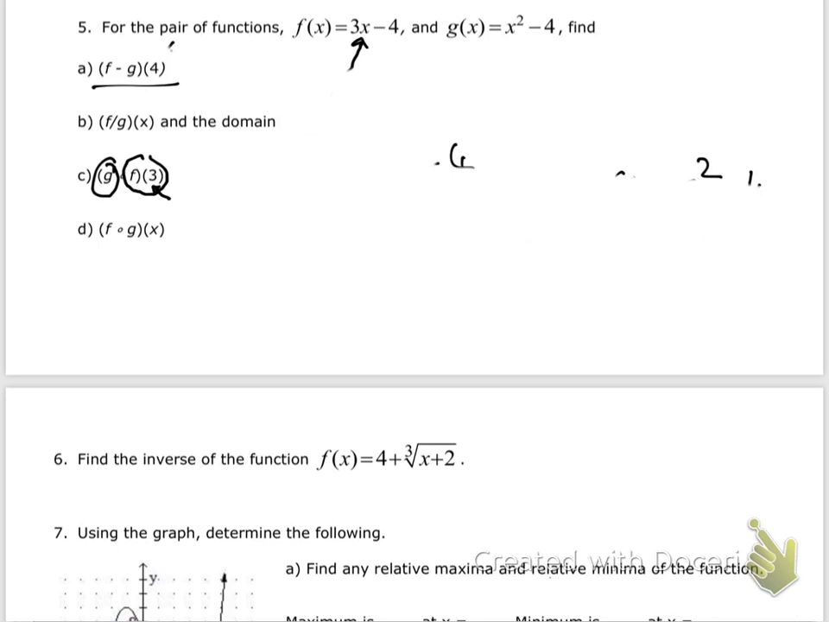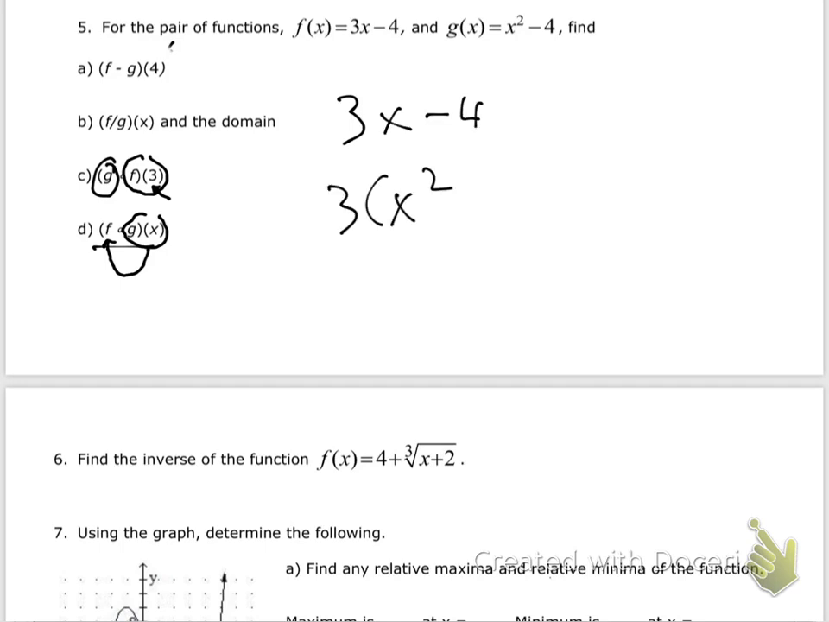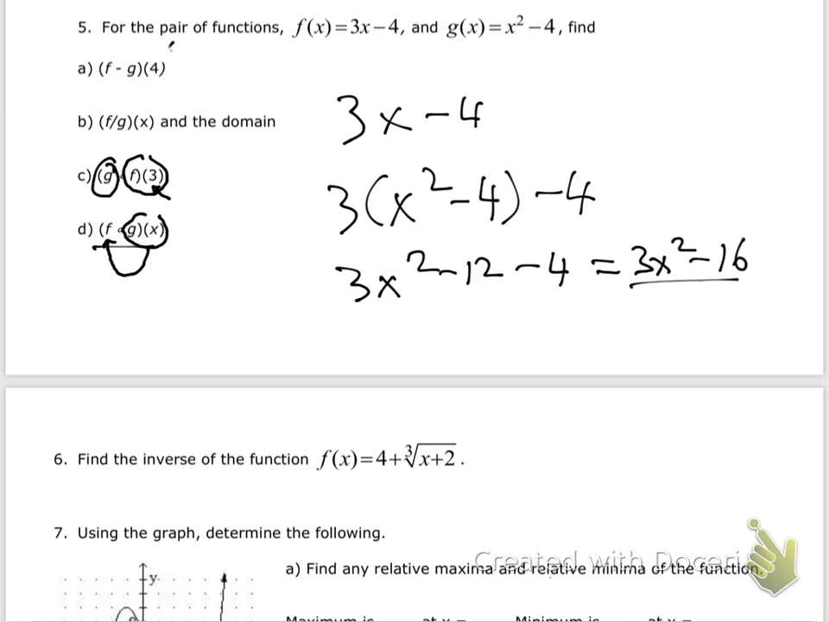Right, let's take a look at this final part, D. What does this mean? This means I am going to take g of x and put it into the f of x. So here we go. f of x is 3x minus 4, but I'm going to replace the x with x squared minus 4. Just coincidence we have negative 4 twice. So, distributive law, 3x squared minus 12 minus 4 is 3x squared minus 16, and that's your answer.